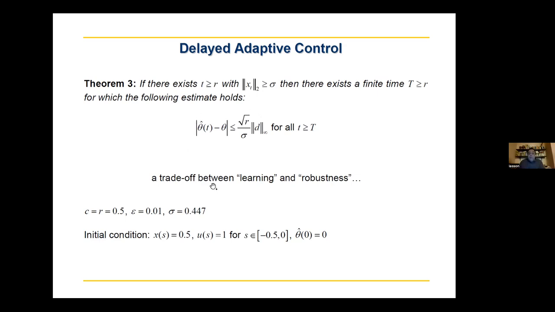But see here, we have a trade-off between learning and robustness. So if sigma is large, then we have robustness. The gain of the disturbance will be small, but then it becomes less likely to satisfy this condition. So it is more difficult to learn in this case when you have high learning standards. On the other hand, if sigma is small, then this becomes much more likely. But then you pay the price. You will have a large gain for the disturbance of the parameter error. So there is a trade-off here between learning and robustness.